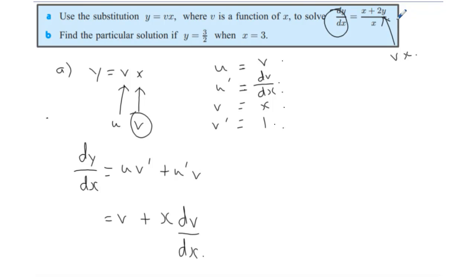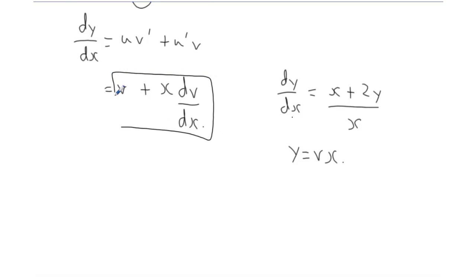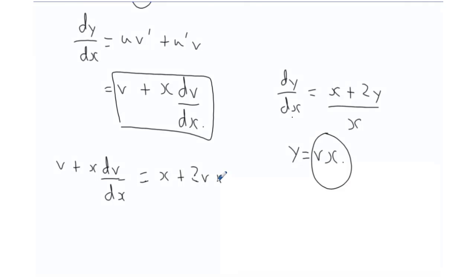We have dy by dx equals x plus 2y all over x, and we said that y was vx. Now we're going to rewrite this, with a new expression for dy by dx and a new expression for y. So dy by dx is v plus x dv by dx, equals x plus 2y, so x plus 2vx, over x. You can see there's going to be a really nice cancelling of x's, so the method's really starting to pay off already.